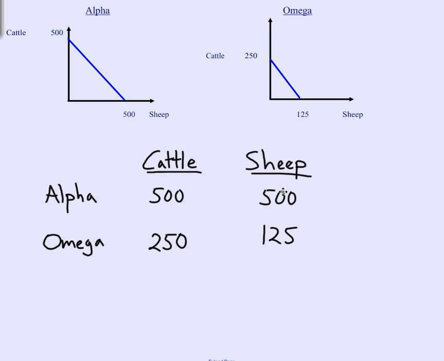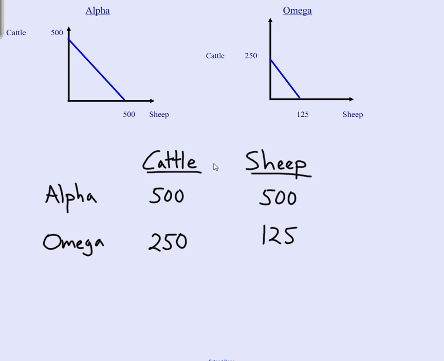Now our rule is output over in order to calculate our comparative advantage. In terms of absolute advantage, it's an output problem, so bigger is better. Alpha can produce more cattle, 500 to Omega's 250, and more sheep, 500 to 125 sheep. So Alpha has absolute advantage in both things, but that doesn't mean that they shouldn't specialize according to a comparative advantage.